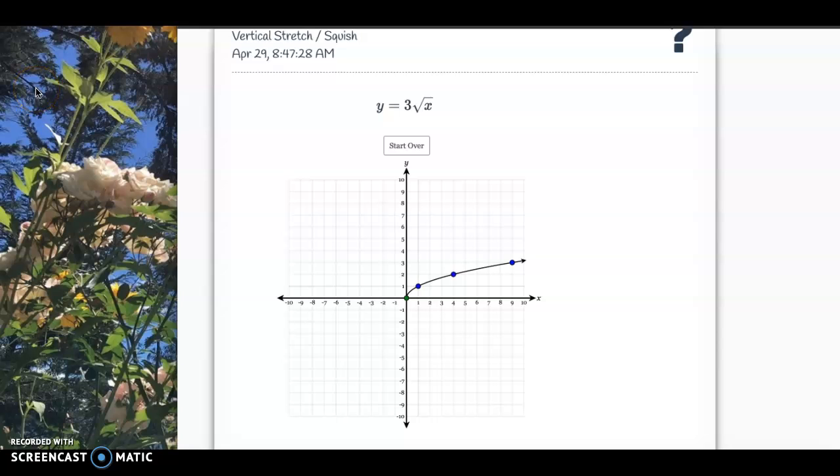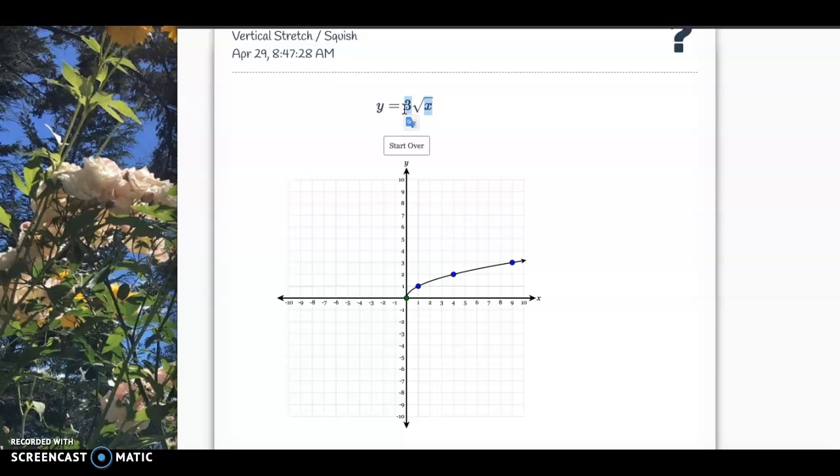Okay, in this video I'm going to walk you through a few of the Delta Math problems. So this one wants you to graph this equation, y equals 3 square root of x. The graph that's already in place is the square root of x, and what they want us to do is apply this vertical stretch of 3.